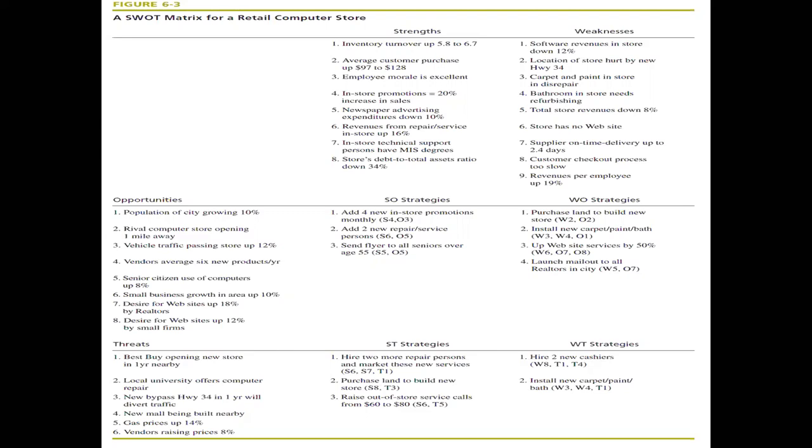Look at the second SO strategy. It is having the combination of S6 and O5. S6 is revenue from repair services in store up 16%. And O5 is that senior citizens use of computers up 8%. So the combination they have made is add 2 new repair service persons in the store.